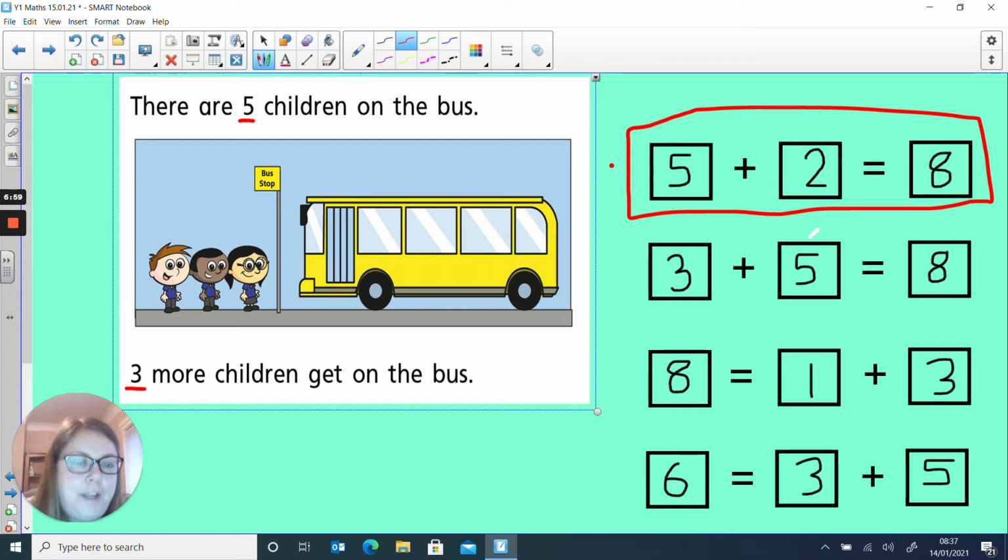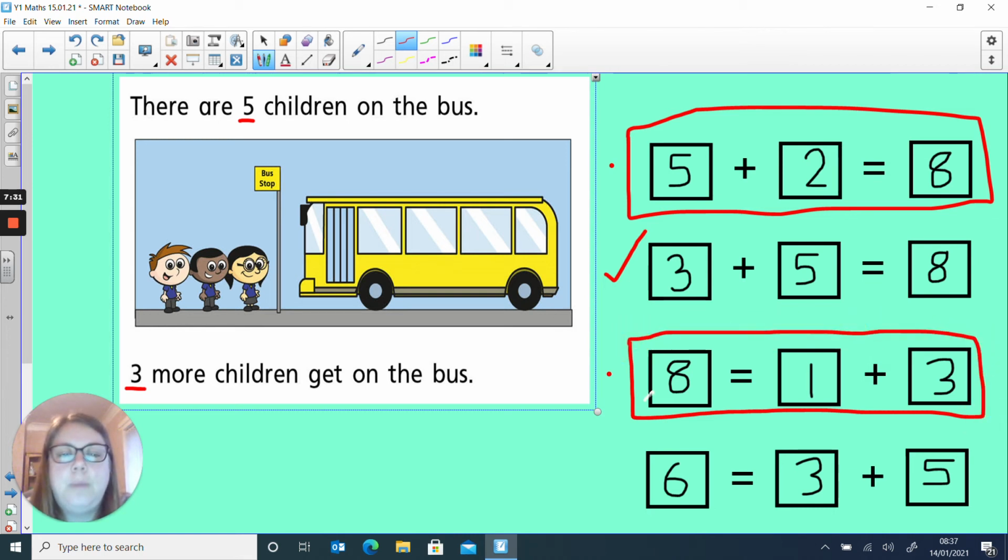3 add 5 equals 8. Well, I know 3 children were on the bus and 5 children were on the bus, and I know 5 and 3 makes 8. Yes, so I got that one right. Well done, Miss Creaser. Your maths is doing okay now. Let's have a look at the next. 8 equals 1, add 3. Oh, I know my whole is 8, but are my parts 1 and 3? No, I've not got that one right either. So if you've written that one down, you need to give yourselves a tick. I think you've probably all beaten Miss Creaser today.